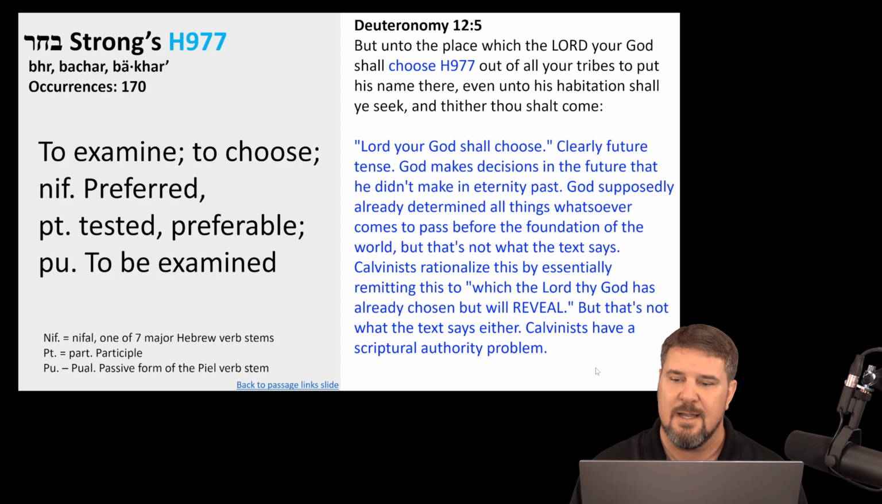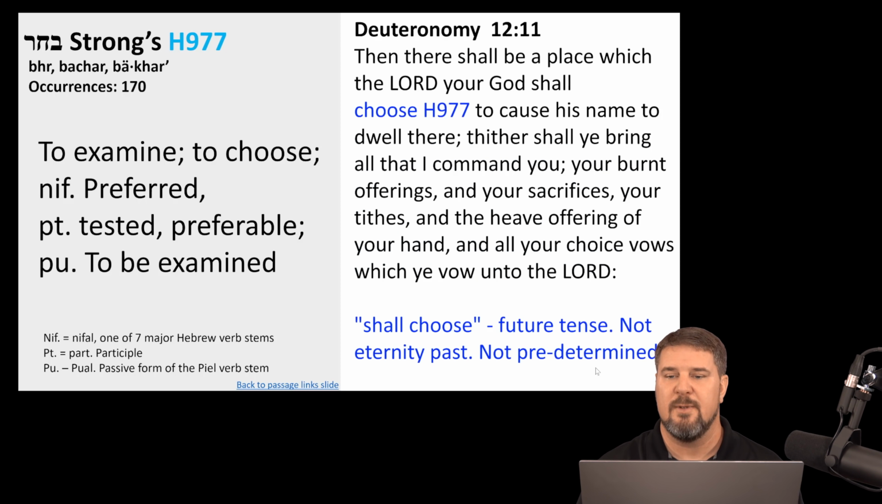Clearly future tense. God makes decisions in the future that he did not make in eternity past. God supposedly already determined all things whatsoever comes to pass before the foundation of the world, but that's not what the text says. So Calvinists rationalize this again essentially by remitting this to what the Lord thy God has already chosen, but will reveal. They think God will reveal his choice. That's not what it says, though. He shall choose is what it says. So Calvinists, again, have a scriptural authority problem when it comes to these matters. Deuteronomy 12:11, then there shall be a place which the Lord your God shall choose. Again, shall choose, future tense, not eternity past, not predetermined.